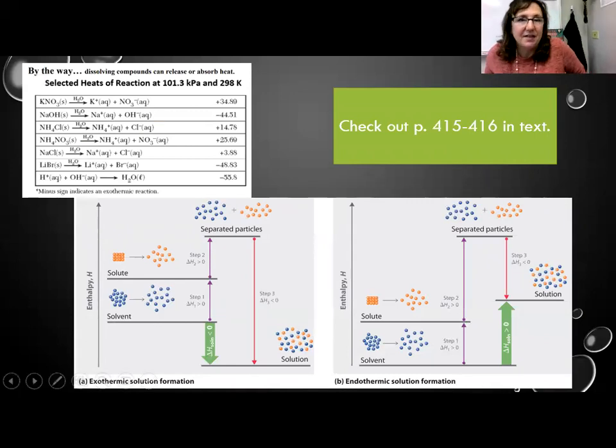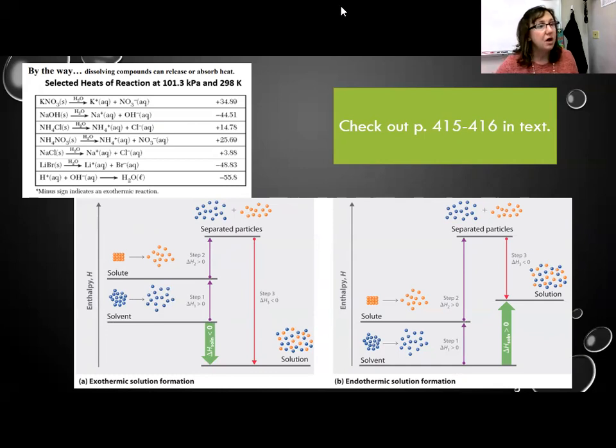Okay, so hopefully that gave you some insights on colligative properties. The last little thing that we want to mention here is that we can have heats associated with making solutions. And we'll dive more deeply into this in our next unit on energetics. But what we have to be able to see here is that using a table like the selected heats of reaction that you see on this slide, we can predict whether making a solution is going to result in heat given off or heat being absorbed.